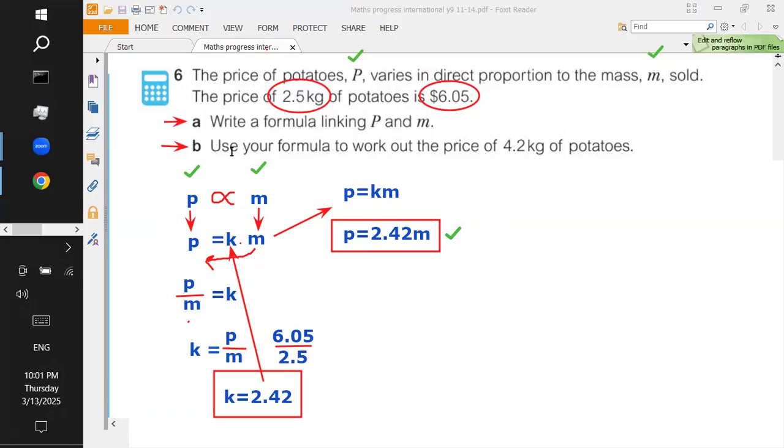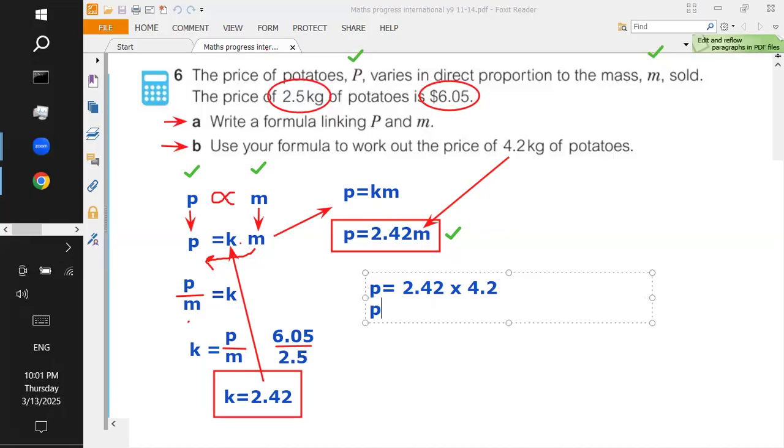Now we look at question B. Use your formula to work out the price of 4.2 kilograms. So they gave us 4.2 kilograms, which is what? Very good. 4.2 kilograms is the mass. It means I'm going to substitute this number instead of the mass and find the price of this mass. So I'm going to write P equals 2.42 multiplied by M, which is 4.2, as I took from this question.